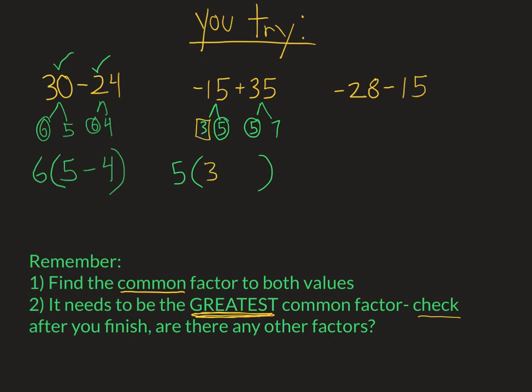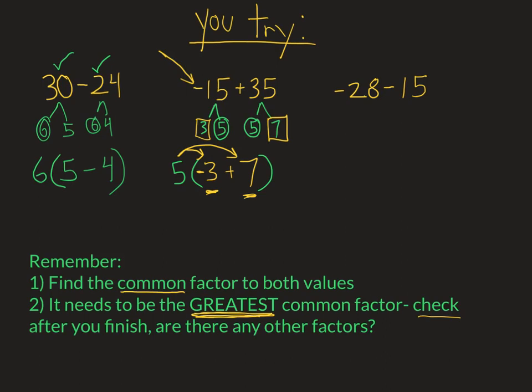3, and notice it was a negative 15, so a negative 3, and then 7, and that was plus, so I leave it there. No other common factors between a 3 and a 7, and if I check it, that makes negative 15, that makes positive 35. I'm good to go.